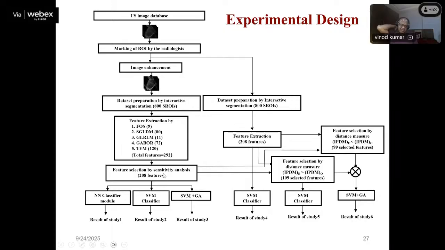So we will select features which are quite unique with respect to each and every tumor. If a particular feature's range is the same for all the tumors, then that feature is removed. There is a box diagram by which we do the sensitivity analysis. Out of 292, 208 features were selected. Then a neural network classifier was used. This was one study. SVM classifier was another study. SVM plus genetic algorithm was another study.